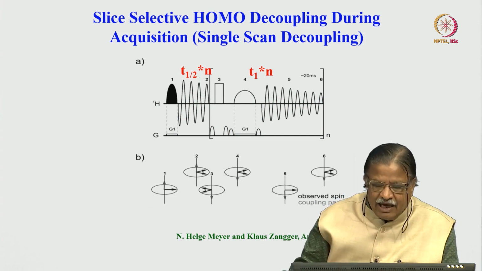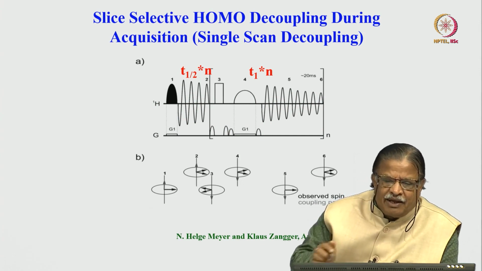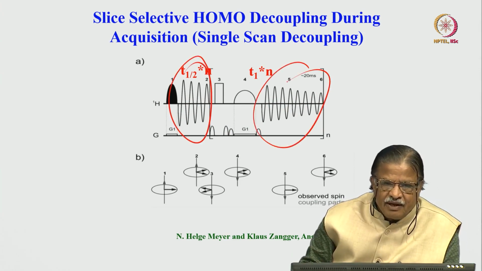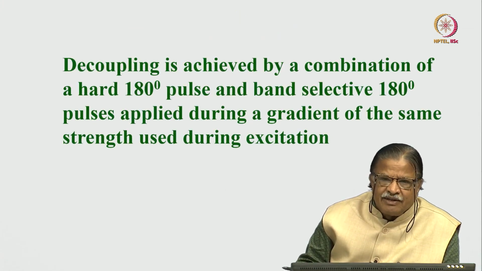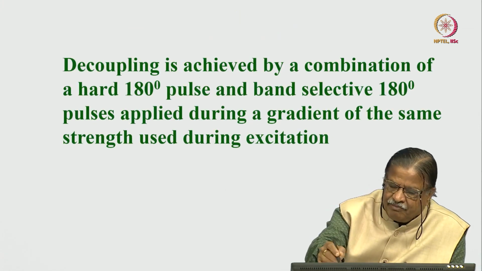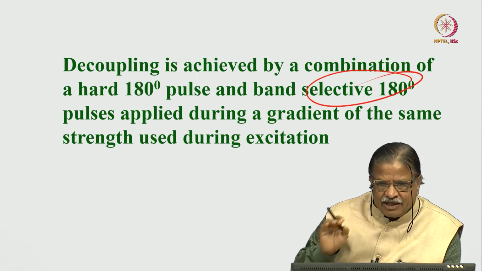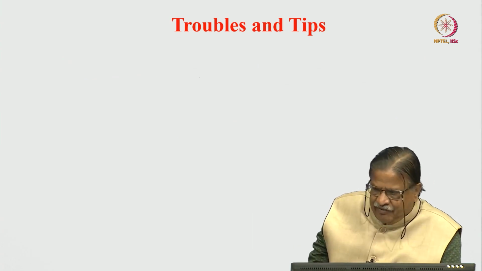And this is an experiment where we can do this type of decoupling and at different intervals J will be refocused. Okay, this is the famous Zangger and Sterk experiment. So, decoupling is achieved by a combination of hard and band selective 180 pulses, and a gradient of the same strength is used during excitation. Of course, there are certain troubles in this type of experiment.